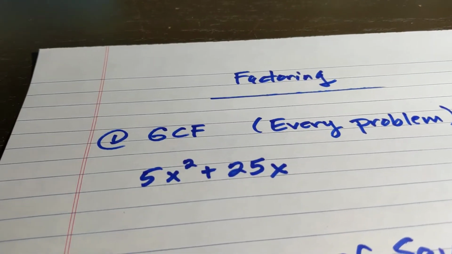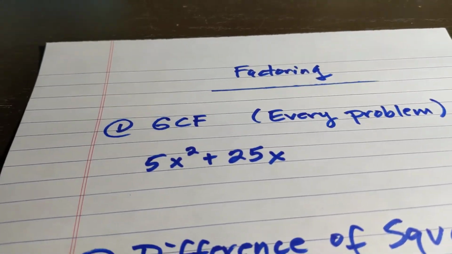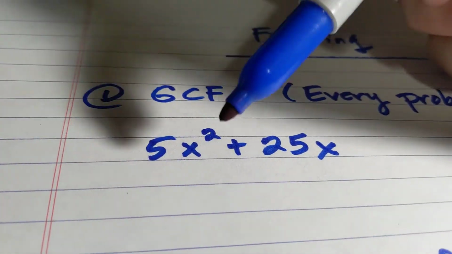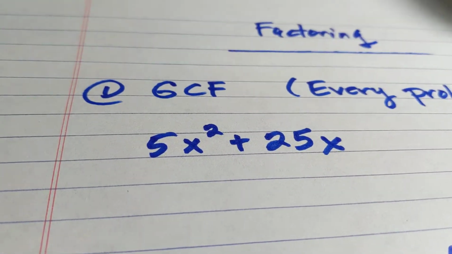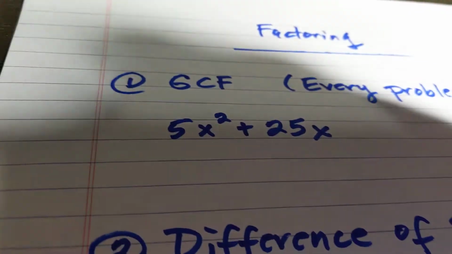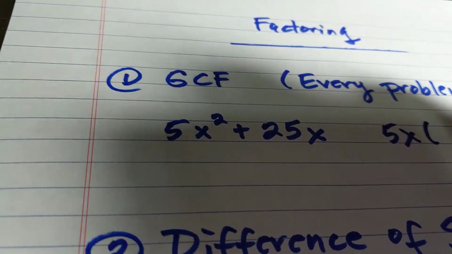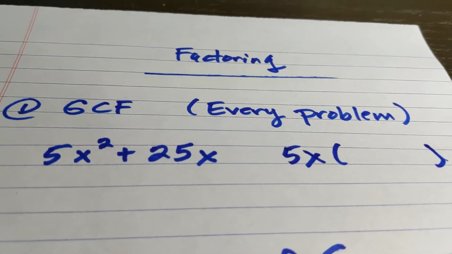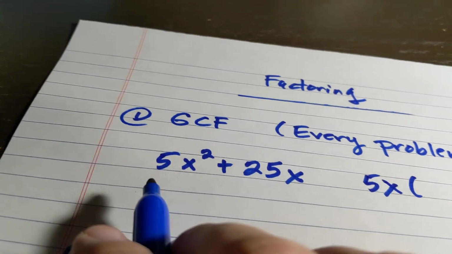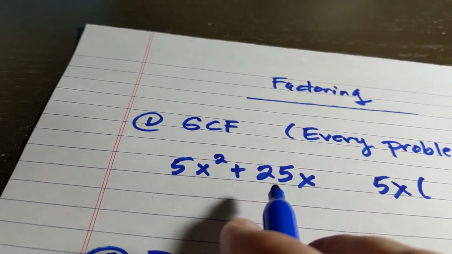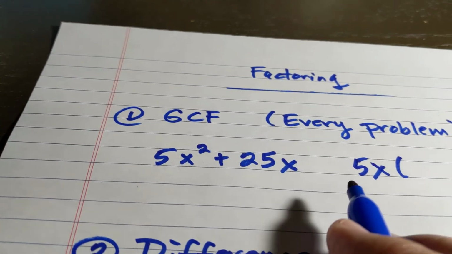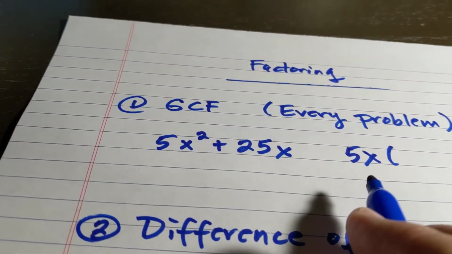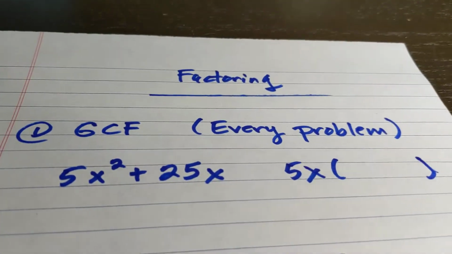So here's an example, 5x squared plus 25x. What I'm going to do is factor out the greatest common factor, the greatest factor that these terms have in common. So notice they have a 5 and an x in common. Between 5x squared and 25x, between 5 and 25, they both have a 5 that we could take out. And between x squared and x, they both have at least an x. So my GCF is 5x.